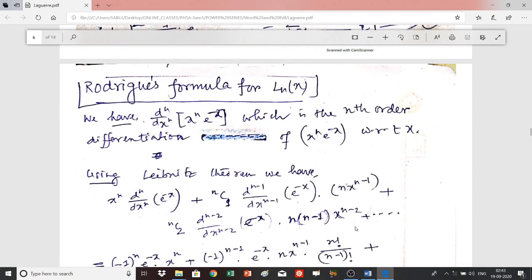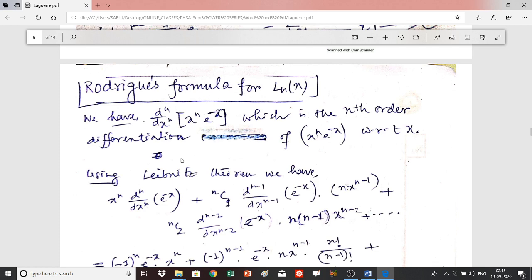Now come to the Rodrigues formula. We have d^n by dx^n of x to the power n e to the power minus x, which is the nth order differentiation. Now to find out the Rodrigues formula, we have to find d to the power n by dx^n, that is the nth differentiation of the function x to the power n e to the power minus x.